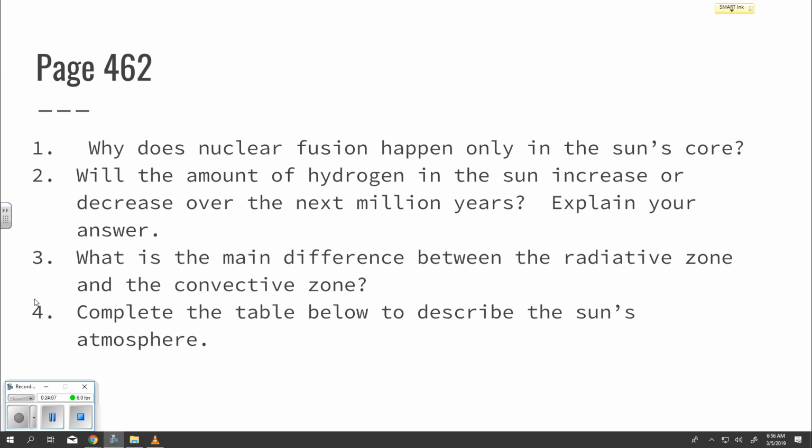Question 4, answer can be found on pages 458 and 459. Row 1, the layer, first box, is the photosphere. Average temperature is given, 6,000 degrees. Other characteristics: closest to the convective zone, gives off energy as visible light. It's the surface.